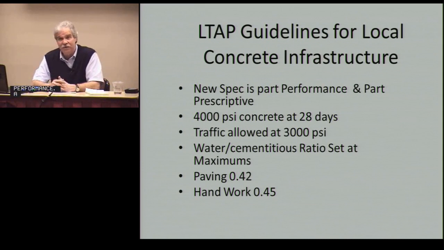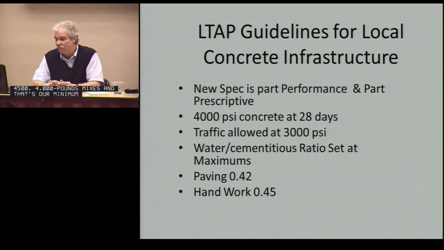Traffic is allowed anytime you hit 3,000-pound PSI concrete. And the water cement ratio is set at maximums of 4.2 for paving work and 4.5 for hand work. Consultants have asked me why we didn't put a penalty in here. We believe the old MnDOT mix of the A mixes were really close to 4,500, 5,000 pound mixes, and that's our minimum in this spec.